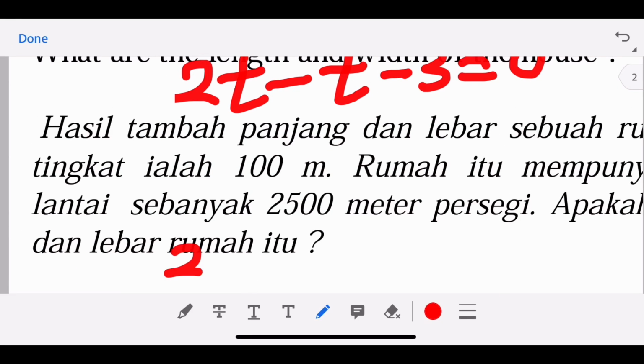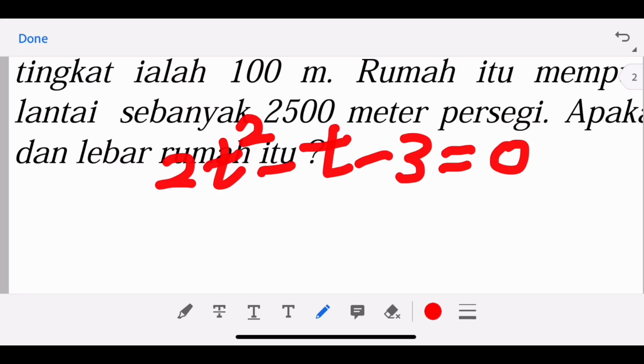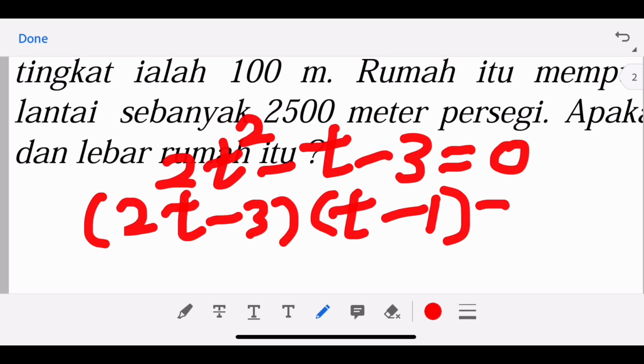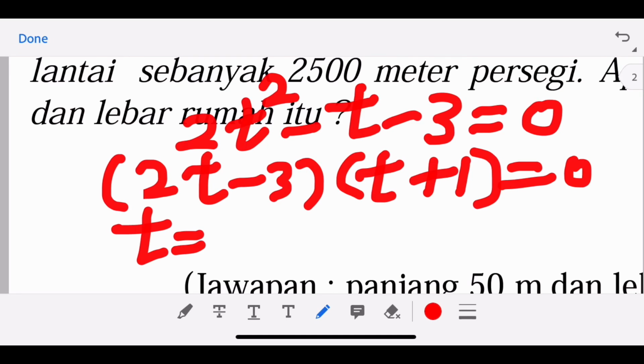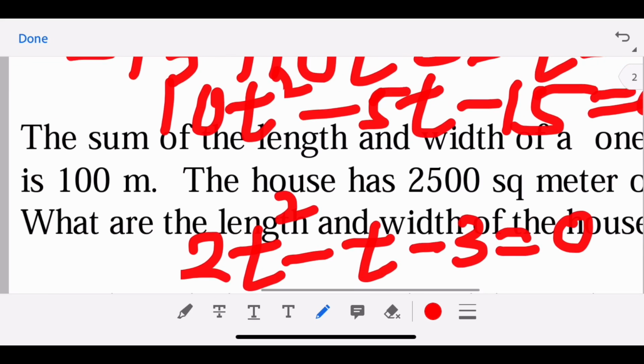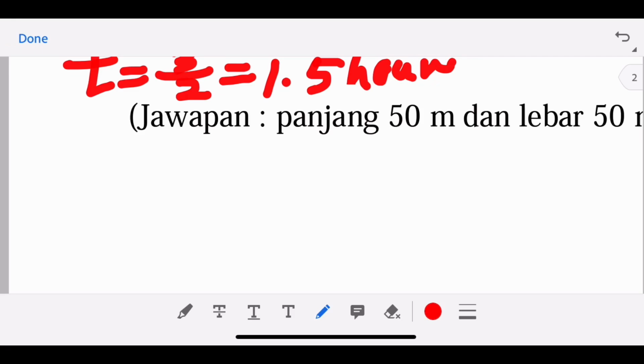And then you factorize, and now you can press your calculator for the quadratic equation. So you have a is 2, b is negative 1, c is negative 3. So you will get 2t minus 3 and t minus 1 equal to 0 after you factorize. Then the t is, so you have to make the sign correct. So the t is 3 over 2, and then another t is negative 1. So you need to reject the t which is not logical, the negative value. So finally the time is 1.5 hours.